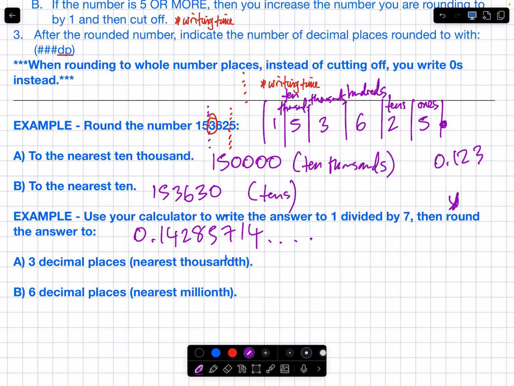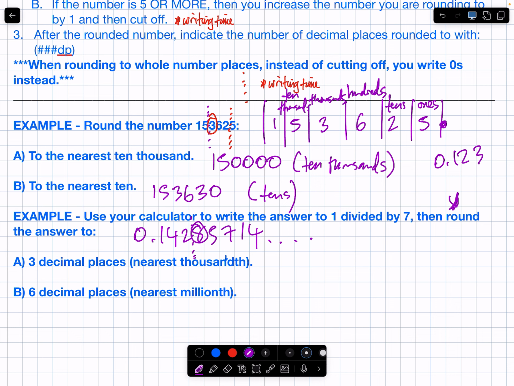So where's my dotted line going to go? Where am I going to cut this off if I want to round to 3 decimal places? Between what 2 numbers? 2 and 8. I want to cut it here. What number do I actually look at to make my decision though? Do I look at the 2 or do I look at the 8? I look at the number after. Is that number greater than 5 or is it less than 5? Greater. So what do I do with the 2? Round up to 3.